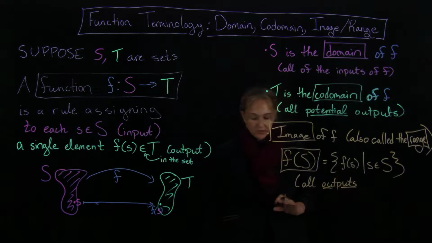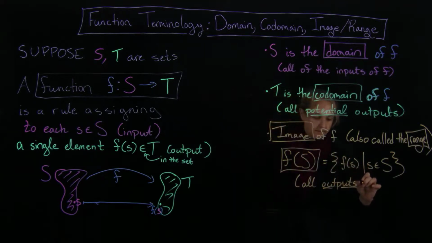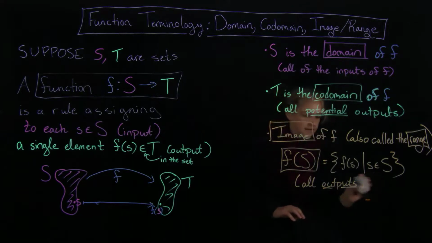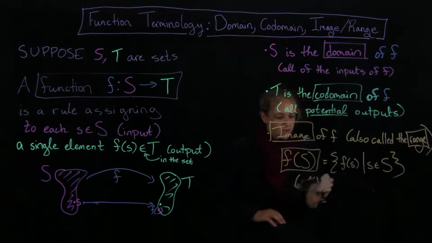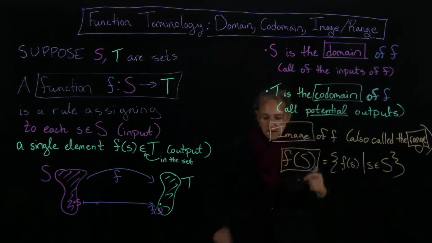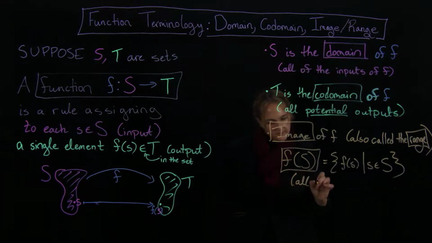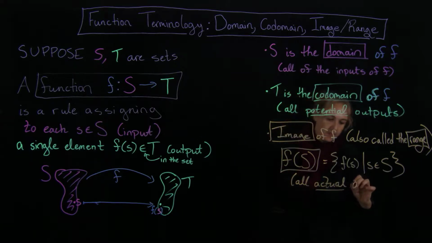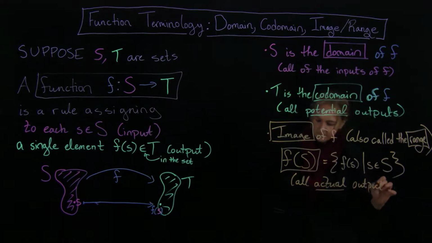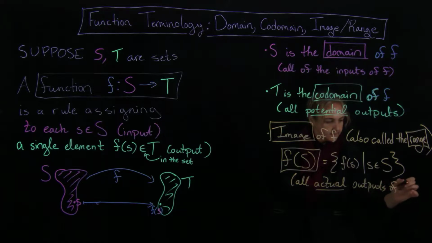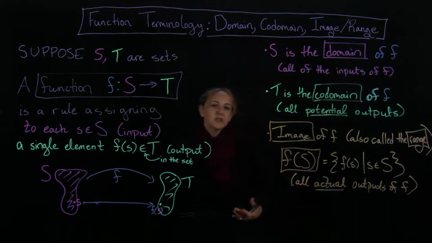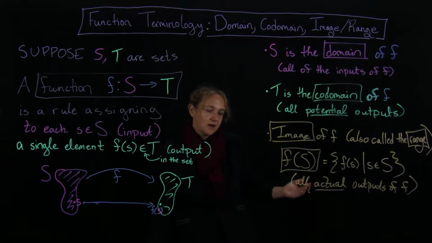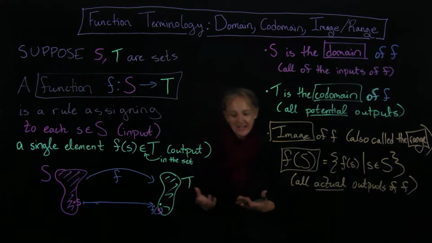So if we're talking about the function that sends x to x squared, I want to emphasize that this is important. This is all actual outputs of f. So it's not just what could happen, like any real number, if we're talking about the function that sends x to x squared. It's really what does happen. So it's all non-negative real numbers in that circumstance.